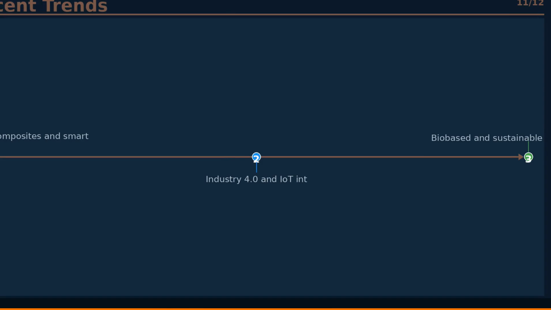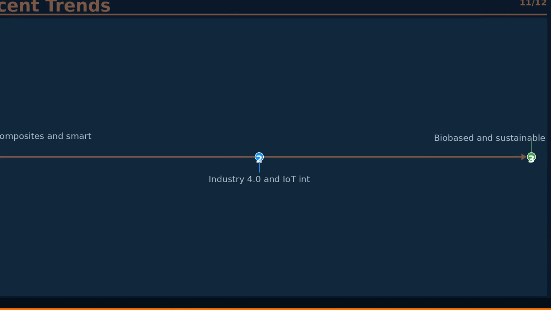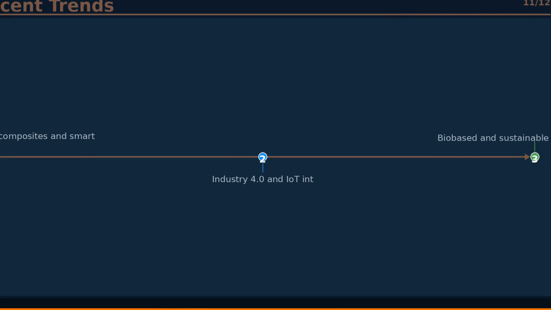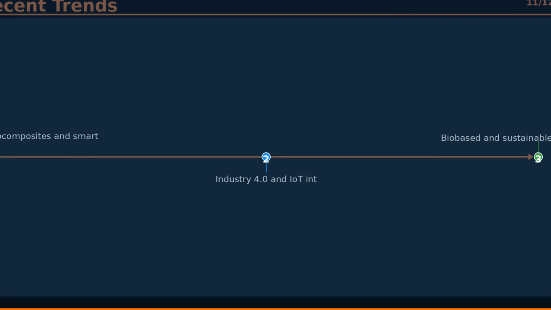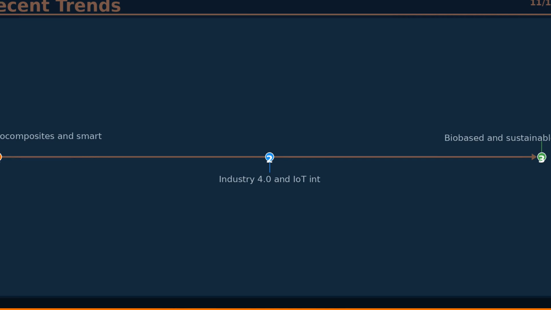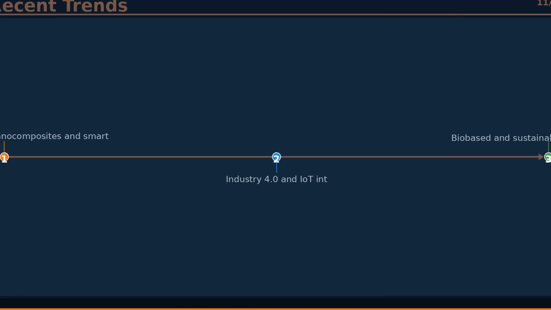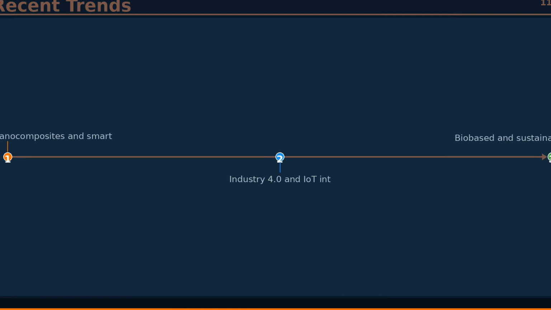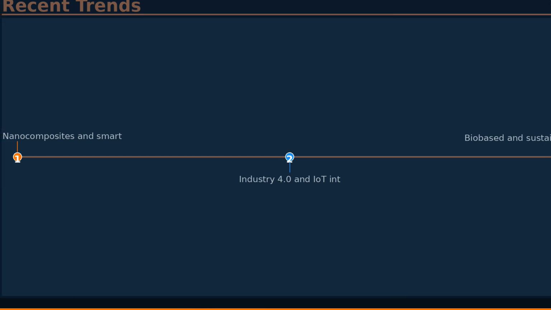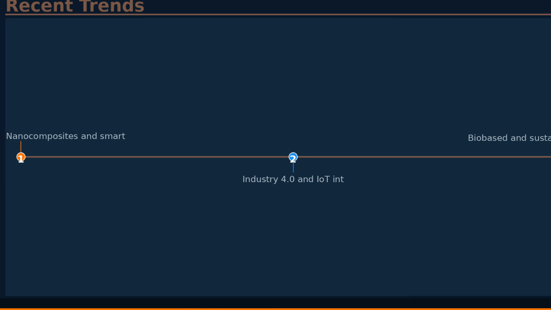Recent advances in injection molding machine components and functions include nanocomposite reinforcement and smart material integration. Industry 4.0 enables real-time process monitoring using IoT sensors and AI-based control. Bio-based alternatives are gaining traction as sustainable replacements for conventional materials.